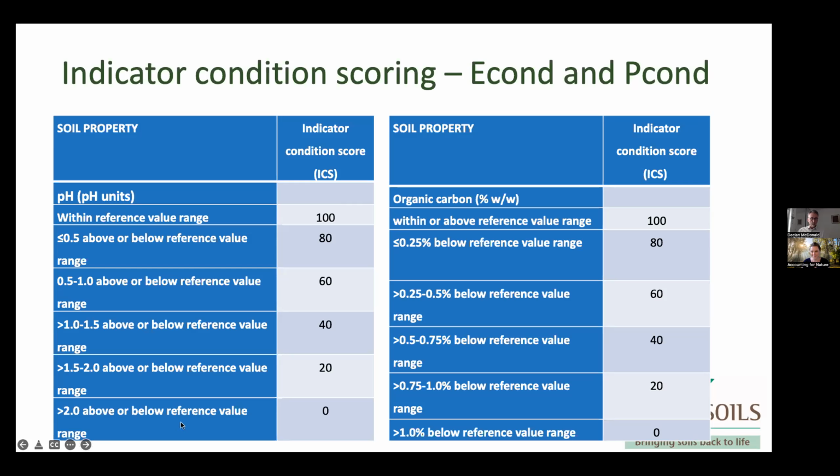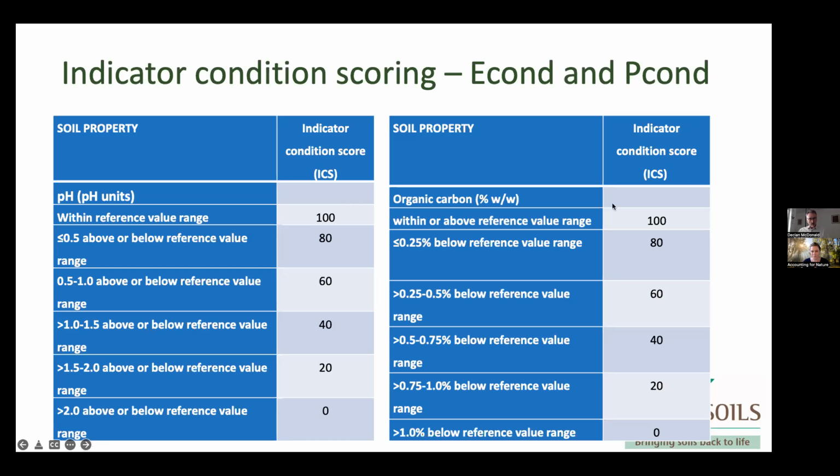So if we're more than 2 pH points above or below reference value range, which in the case of productive soils is a pH of 3.5, quite unusual, or a pH of 9.5, also unusual, but probably a little bit more common than 3.5, that's going to get a score of 0.